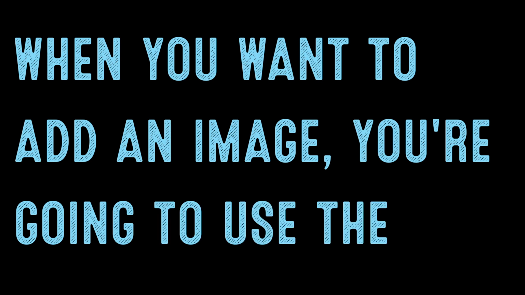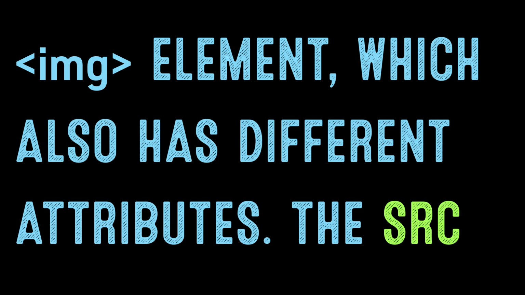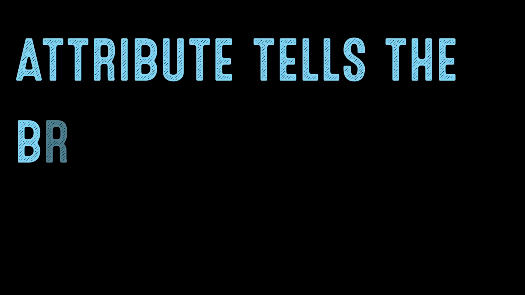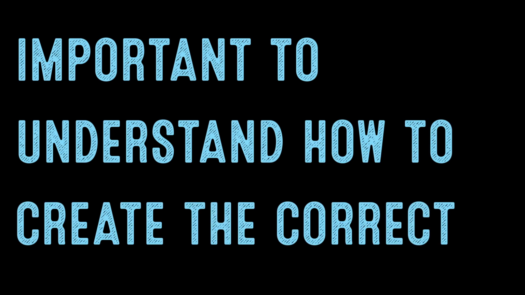The Daily Code Snippet. When you want to add an image, you're going to use the image element, which also has different attributes. The source attribute tells the browser where to find the file, so it is important to understand how to create the correct file path.